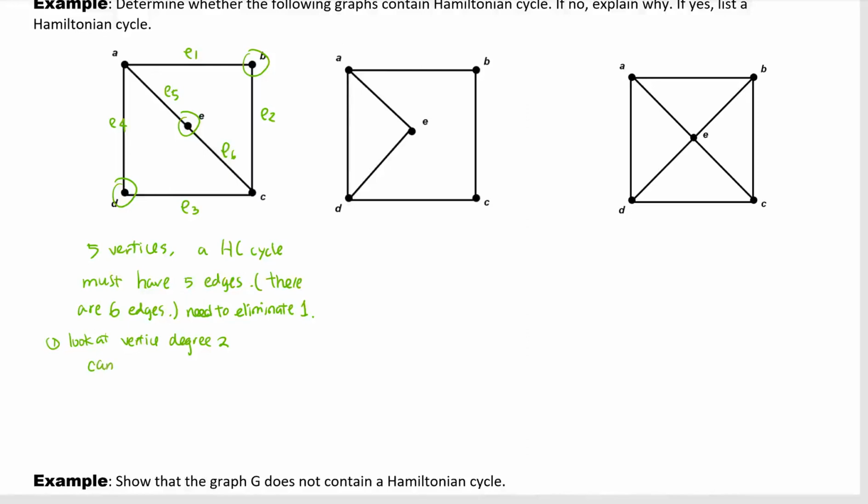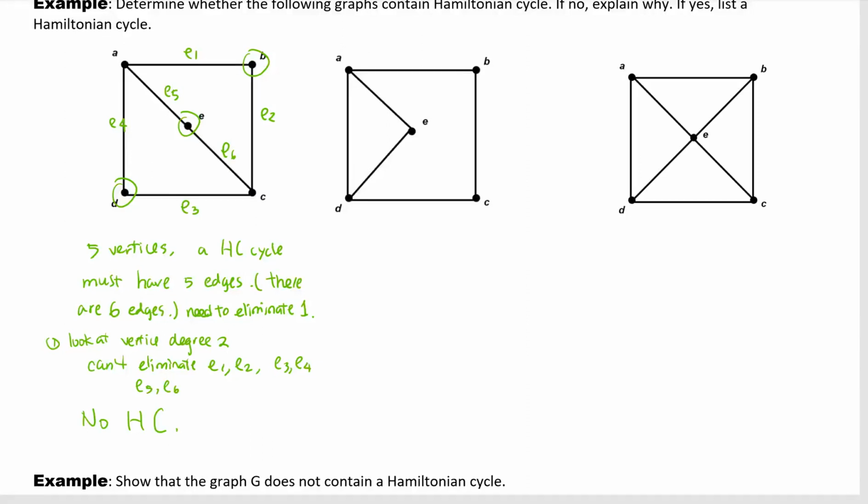Okay, so here we can't eliminate E1, E2 because they're connected to B. We cannot eliminate E3 and E4 because they're incident to the vertex D, and we cannot eliminate E5 and E6 because they're incident to the vertex E, right? So therefore, we cannot eliminate them, and therefore there is no Hamiltonian cycle.